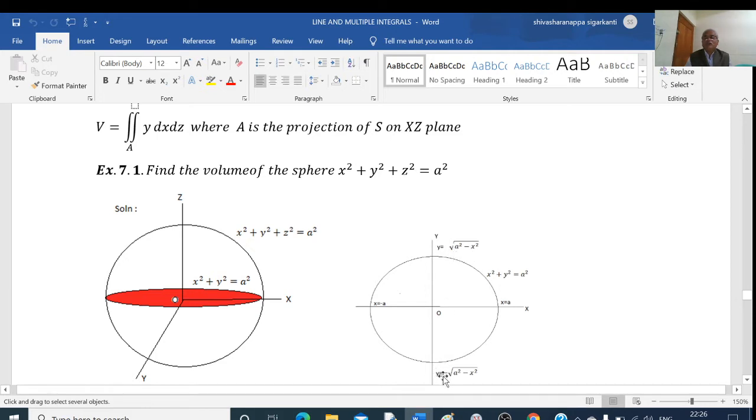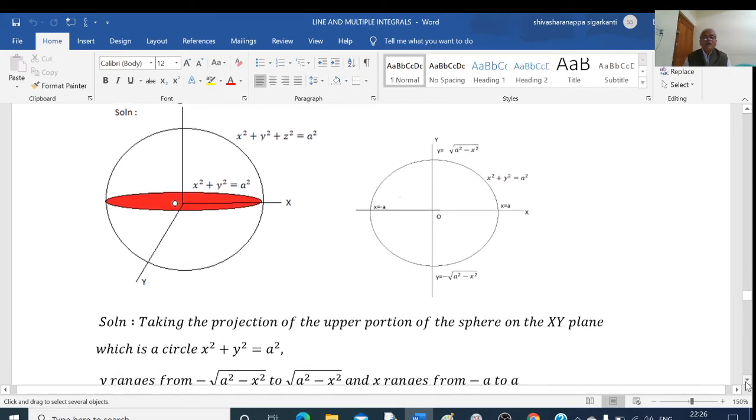That is, y ranges from minus root of a square minus x square to plus root of a square minus x square. And what about x? So this is our x-axis. x ranges from this point to this point. So on the x-axis, y value equal to 0. And the equation of this circle becomes x square equal to a square, or x is equal to plus or minus a. So that is x equal to minus a, x equal to plus a. x ranges from minus a to plus a. y ranges from minus root of a square minus x square to plus root of a square minus x square.